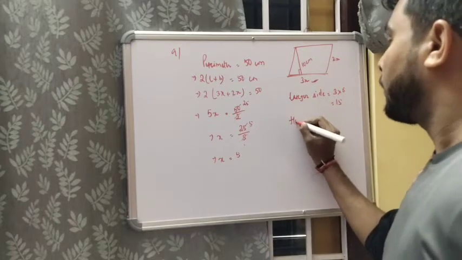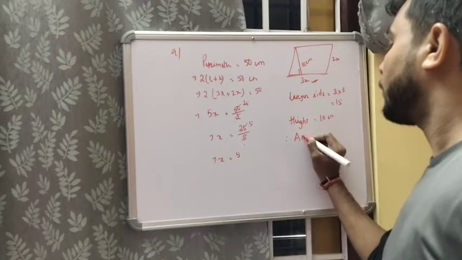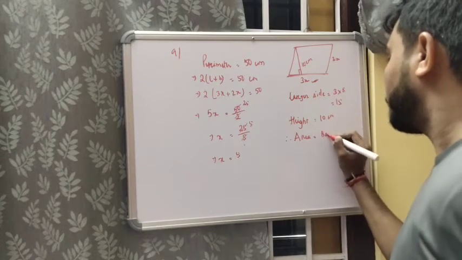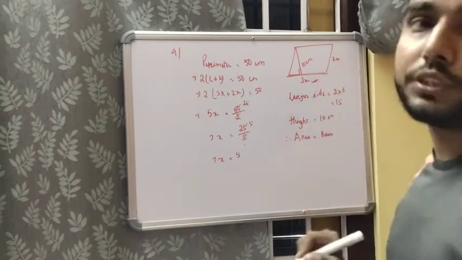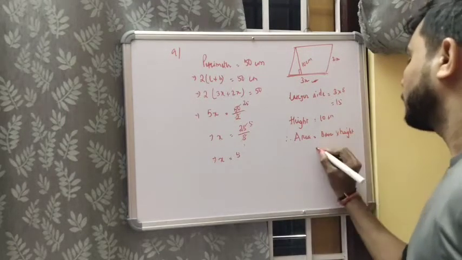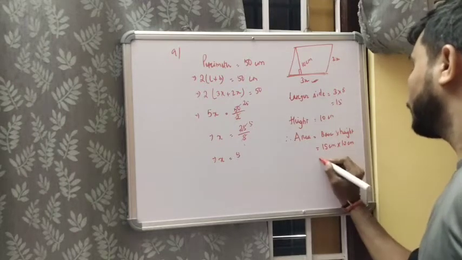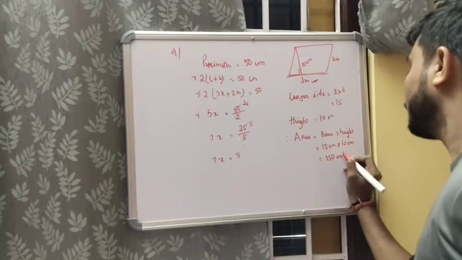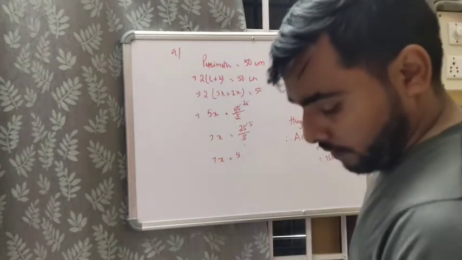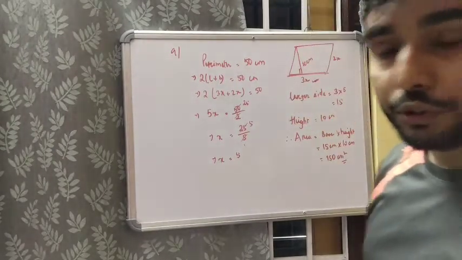centimeter. Here height will be equal to 10 centimeter, therefore area will be equal to base, which will be taken as this larger side, which is 15 centimeter, and height is 10 centimeters. So 15 into 10 is 150 centimeters square. I hope it is clear to all of you. Now we will move to question number 10 then.